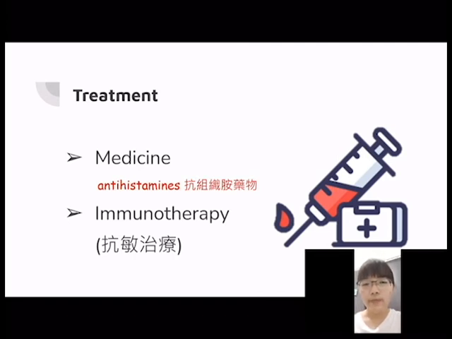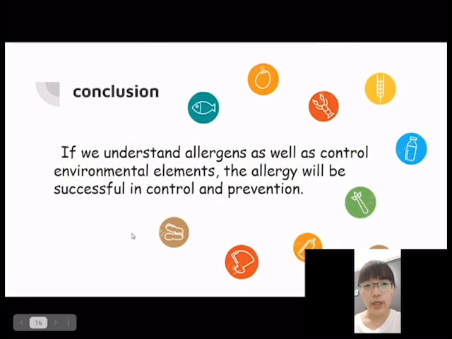Immunotherapy. Many people opt for immunotherapy these years. This involves several injections over the course of a few years to help your body get used to your allergens. Successful immunotherapy can prevent allergic symptoms from returning. If we understand and face allergens as well as control environmental elements including temperature, humidity, and pollution, the allergy will be successfully controlled and prevented.